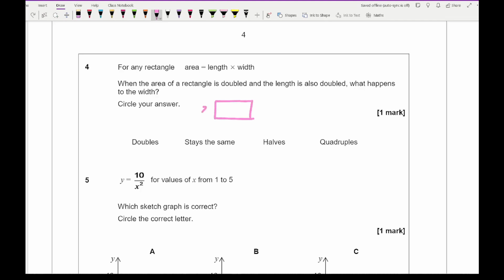So let's say we had 2 and let's say we had 3. Now the original area for this is going to be 6. So then if I double the area, which becomes 12, and I double the length, so that becomes 6, what do I have to multiply 6 by to get 12? Well, that's going to be 2, and 2 was the original width, so actually it stays the same.